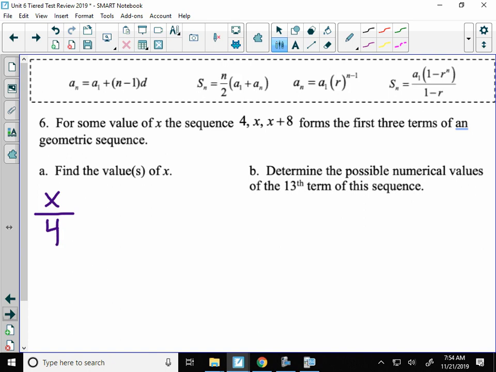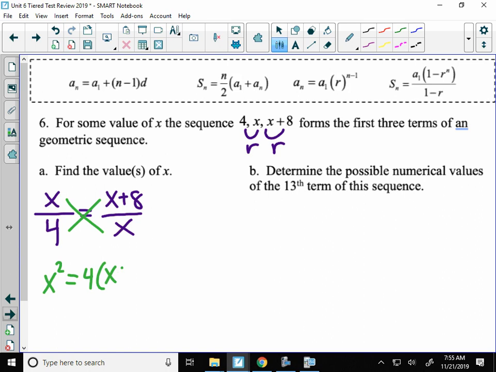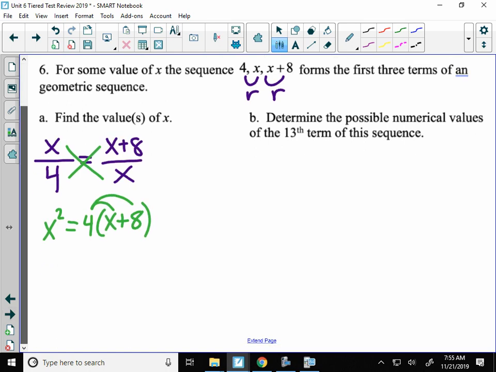Now, again, I'm solving for x, so I need to have an equal sign. And you can assume that the common ratio here is equal to the common ratio between the next two terms. So the ratio here would be x plus 8 divided by the term in front of it. Now, hopefully once you see that, it kind of is ringing a bell. And the way we solved this was to first cross multiply. I have x times x, which is x squared, equals 4 times x plus 8. I'm just going to solve that for x.